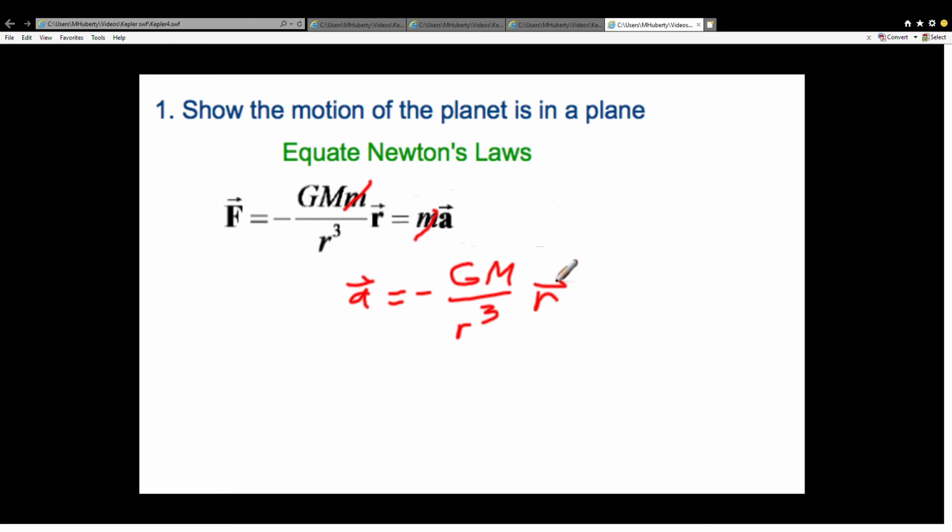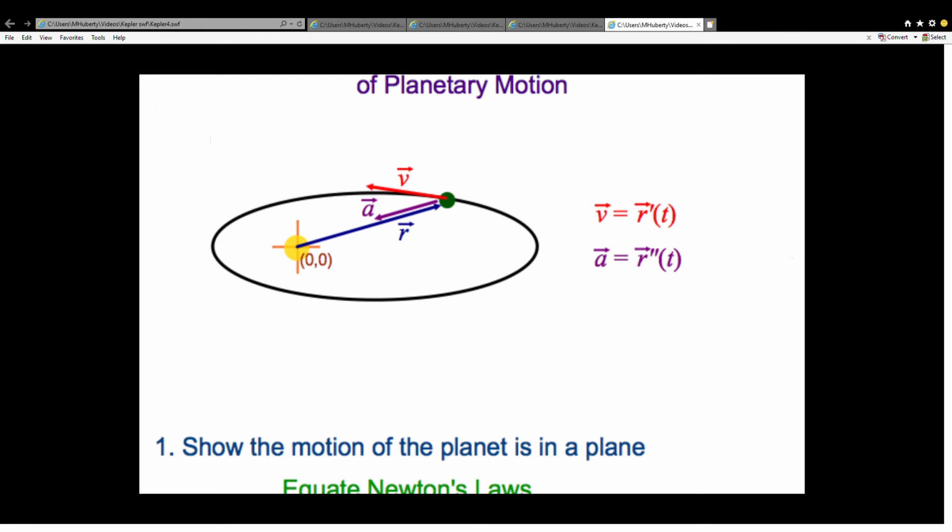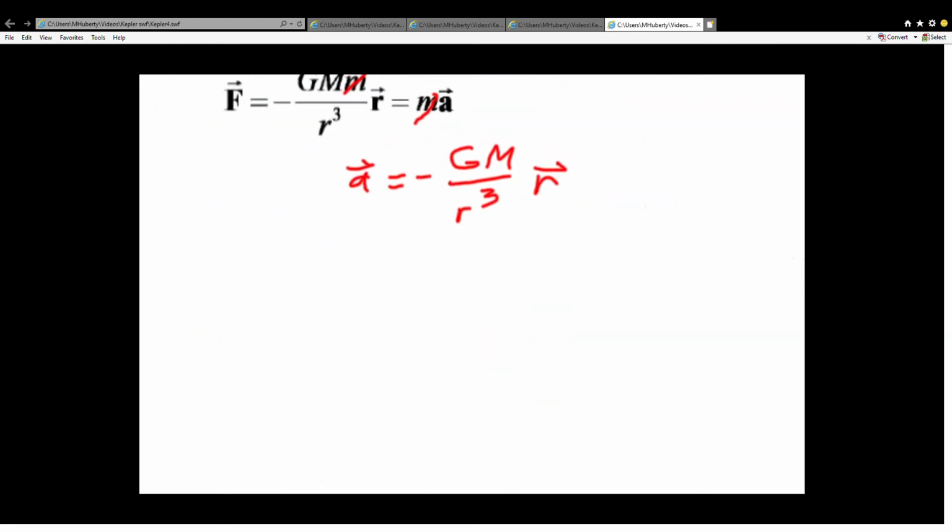Now, this means that the acceleration and the position vector are proportional. And notice the negative in front, of course, that's indicating that they are in opposite directions, but parallel, which agrees completely with the drawing that we have here, right? So that agrees that way.